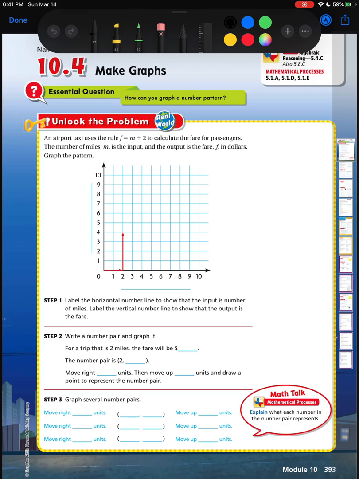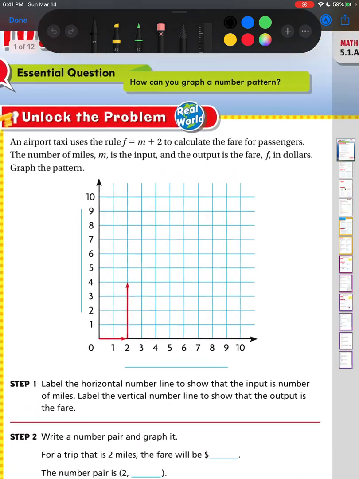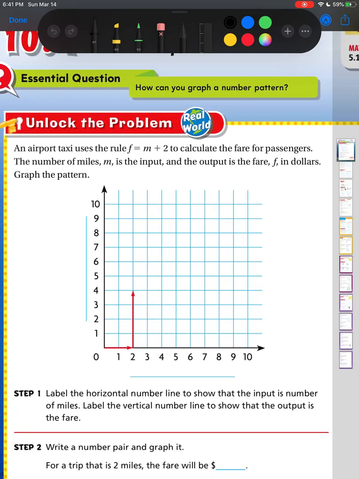So it says an airport taxi uses the rule F equals M plus 2 to calculate the fare for passengers. The number of miles, M, is the input, and the output is the fare, F, in dollars. We're going to graph that pattern. So first off, we need to label our horizontal number line, the one going side to side at the bottom, to show that our input is the number of miles, right? It says M miles was our input. So we're going to write miles down there. And then our vertical number line, which is going to be our output, is going to be the fare. So fare would be like how much it costs.